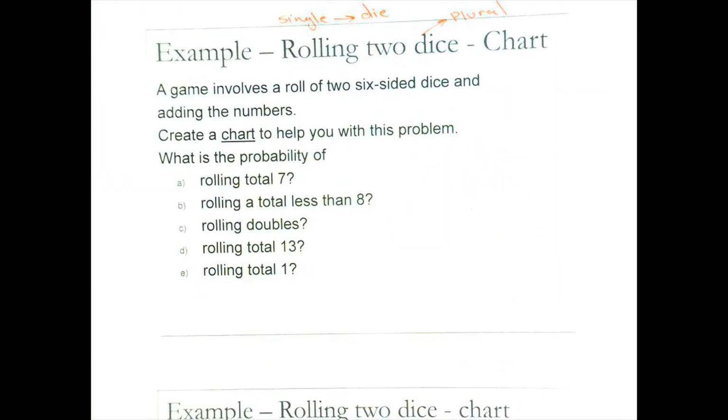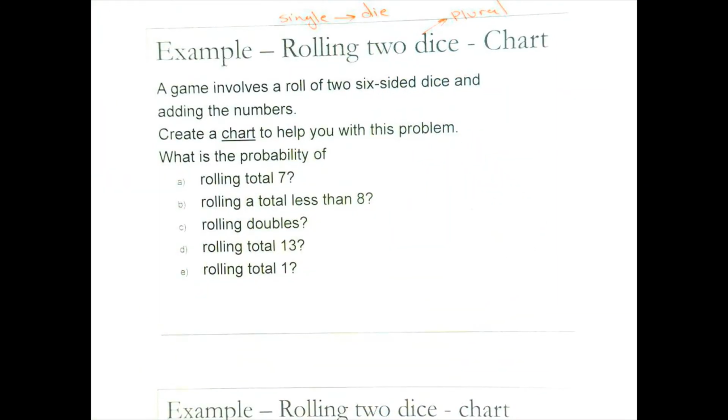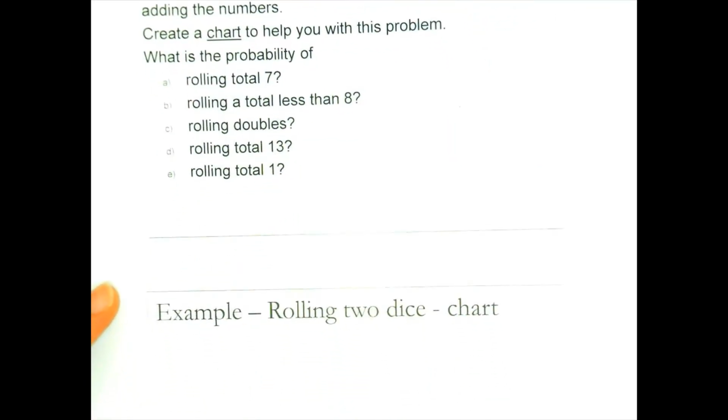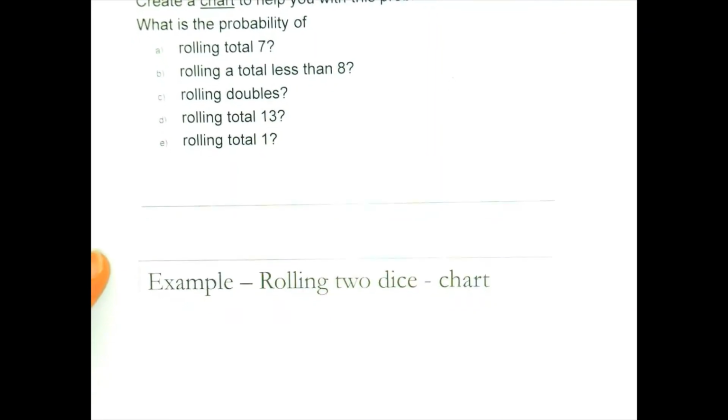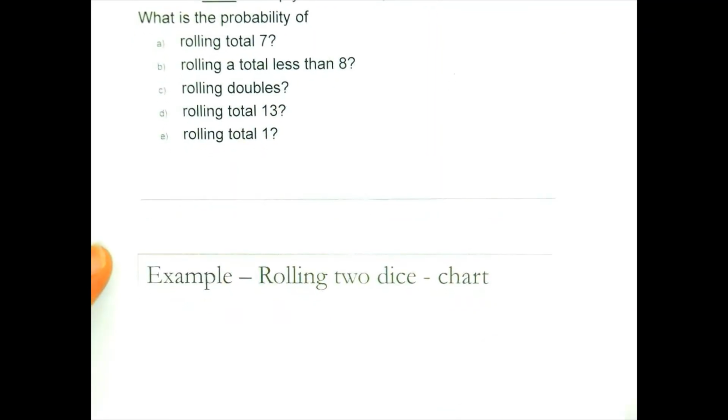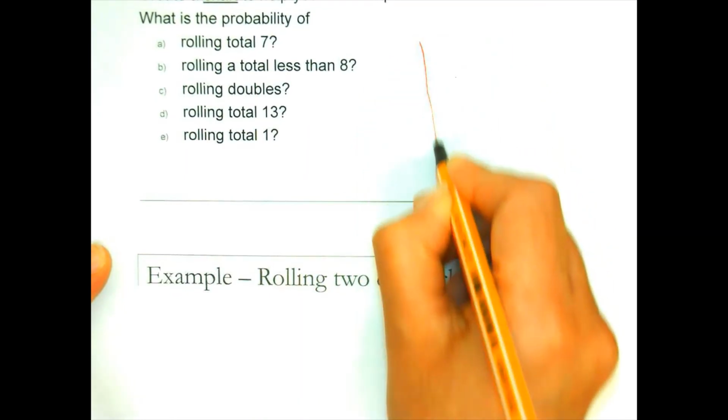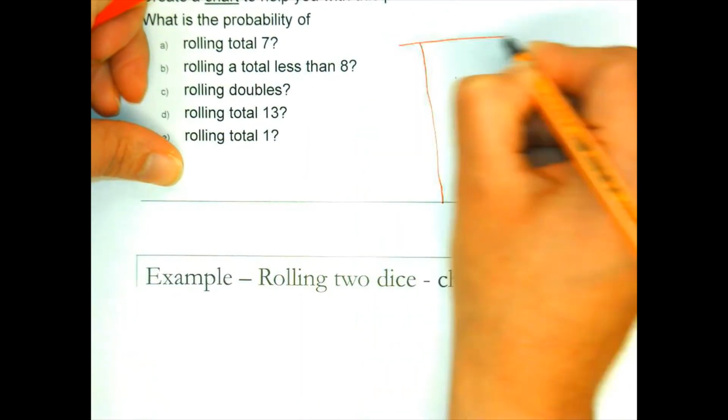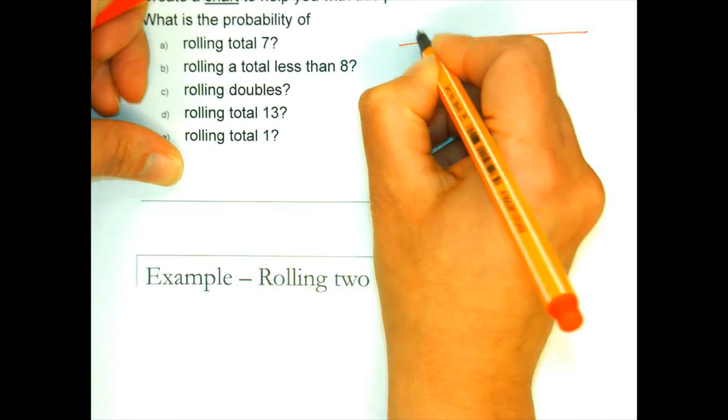Now, it is very difficult to figure out all the possibilities of what's the first roll, what is the second roll. So in this case, it will be much easier if we create a chart to help us with this problem. So I'm going to roll this up here. Okay. And I am going to create a chart like this.